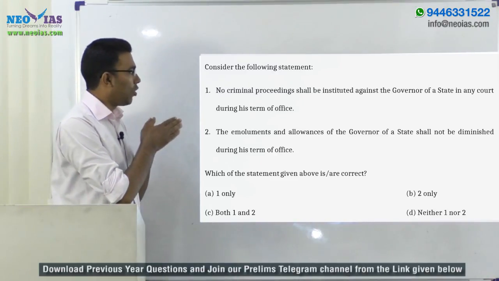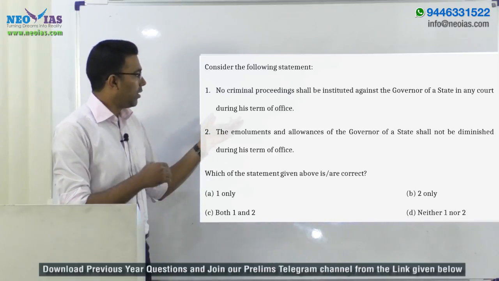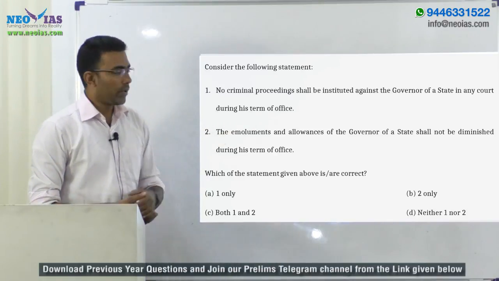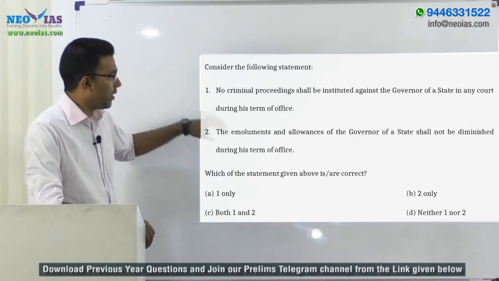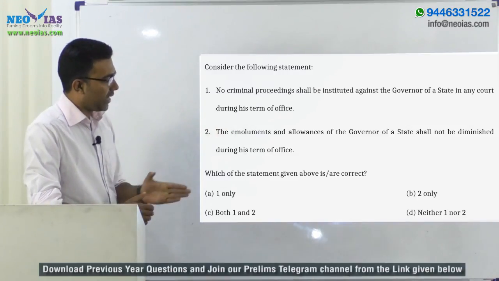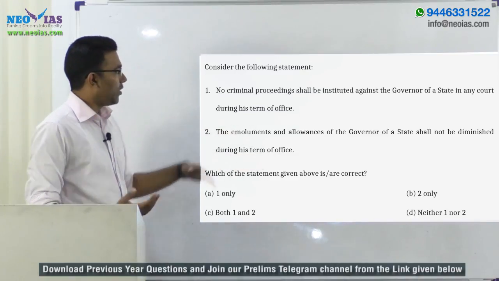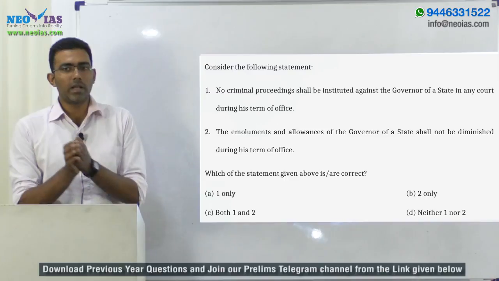Consider the following statements. First: no criminal proceeding shall be instituted against the governor of a state in any court during his tenure of office. Second: the emoluments and allowances of the governor of a state shall not be diminished during his term of office. First statement: no criminal proceeding shall be instituted against the governor.